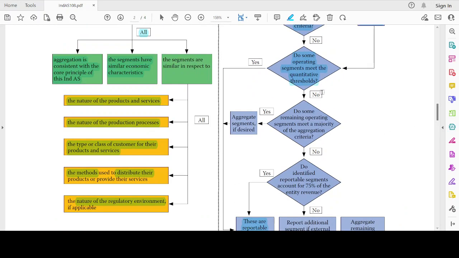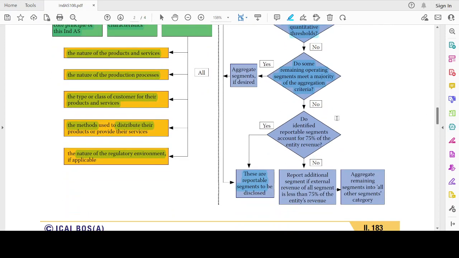Okay. If it is not, then do some operating segments meet a majority of the aggregation criteria? Majority of whether it is meeting the criteria. If yes, then aggregate and report it. Okay. Do identified reportable segments account for 75% of the revenue? You have to check whether it is accounting for 75% of the gross revenue. Then you can report it as a reportable segment.